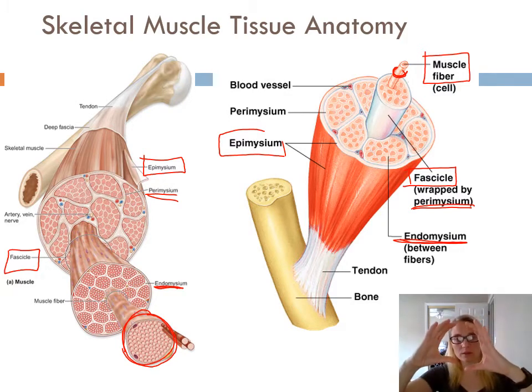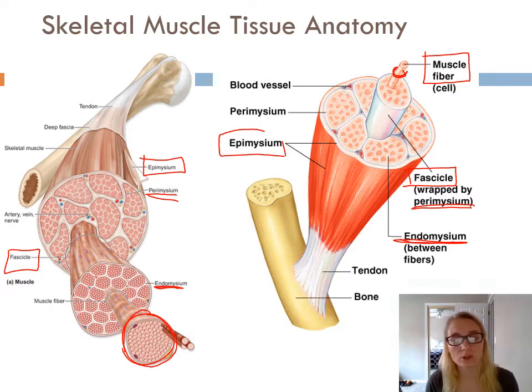So we have the whole muscle made up of a whole bunch of fascicles. Each fascicle is made up of a whole bunch of cells, and each cell, as we're going to be diving in a little bit deeper, is going to be made up of their own little tube-like structures called myofibrils.